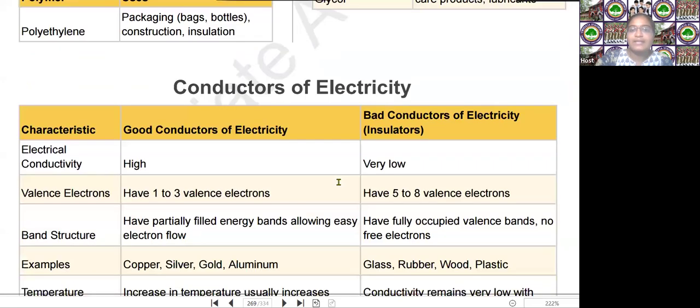And another one is conductors of electricity. Okay, what are conductors? The first column refers to the characteristics of the conductor, and the second column refers to good conductors of electricity. What are the good conductors used in electricity? And this other column refers to bad conductors of electricity. Bad conductors are also known as insulators.